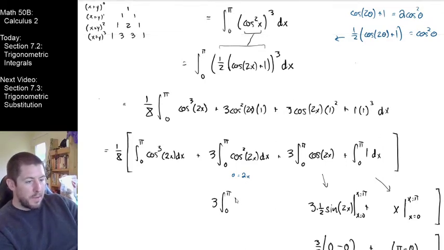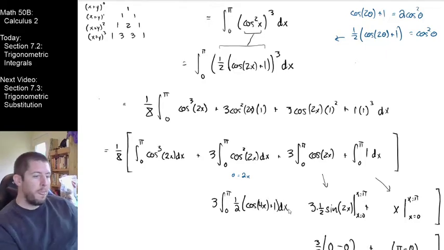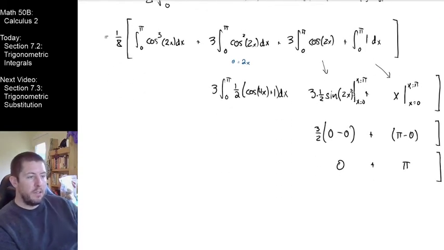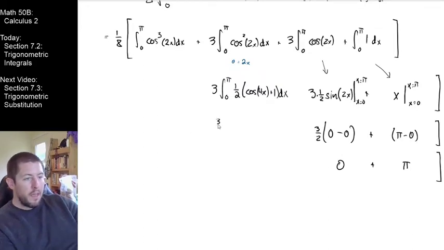So now it seems like I'm going to be getting 1/2 cosine of 4x, because we're doubling whatever that argument was inside of the squared. Cosine squared of something, you're going to get cosine of 2 times something. Cosine squared of 2x, we're going to double 2x, which is 4x, plus 1 dx. And now this looks like an integral that I can actually handle. So I'm going to get 3/2 times the integral from 0 to pi of cosine of 4x plus 1 dx. I can do this integral now.